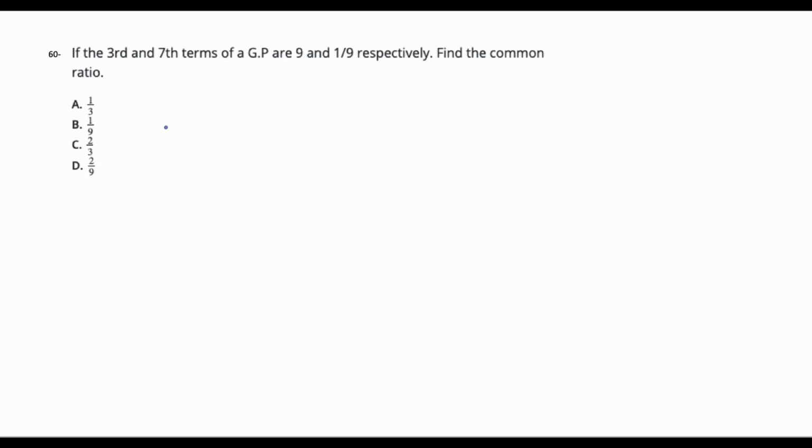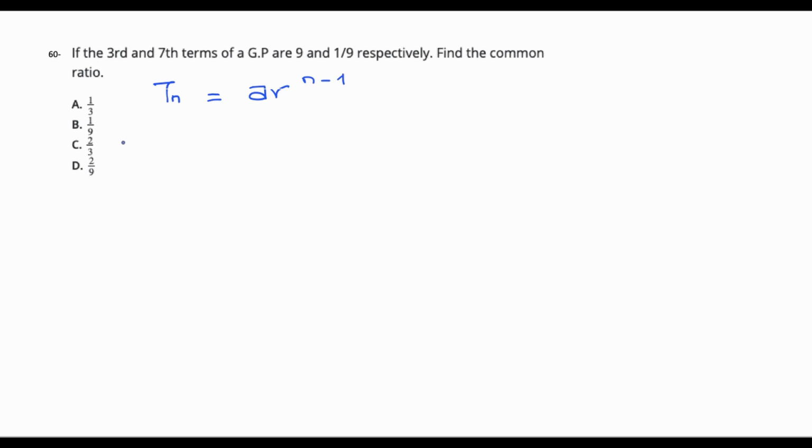So question 60 says, if the third and the seventh term of a geometric progression are 9 and 1 over 9 respectively, find the common ratio. So we know that for geometric progressions, our nth term Tn is equal to ar raised to the power n minus 1. So our r here is the common ratio we've been requested to find.